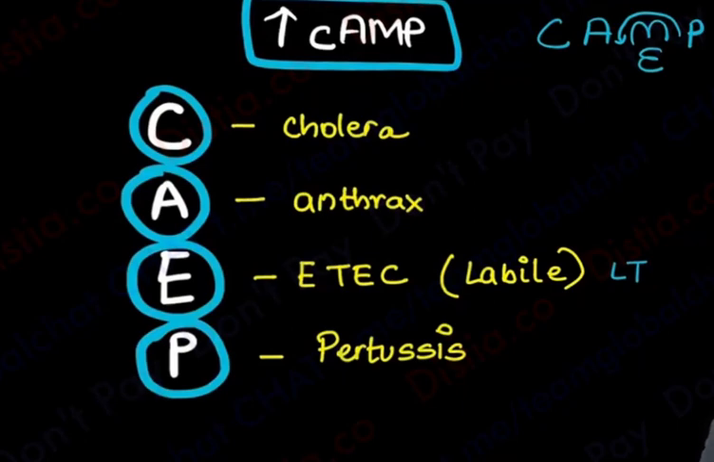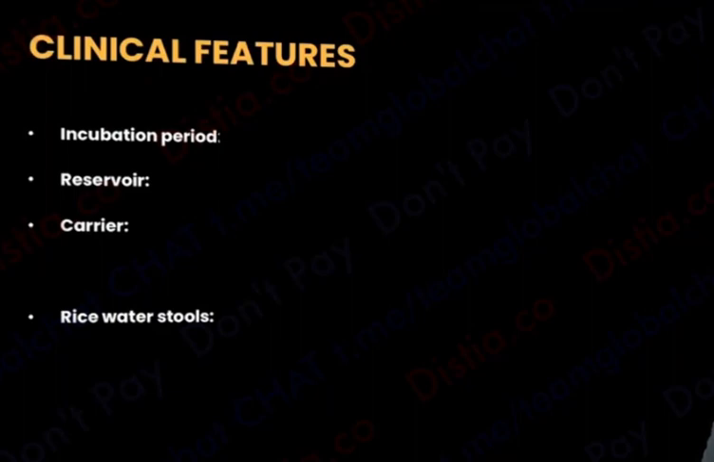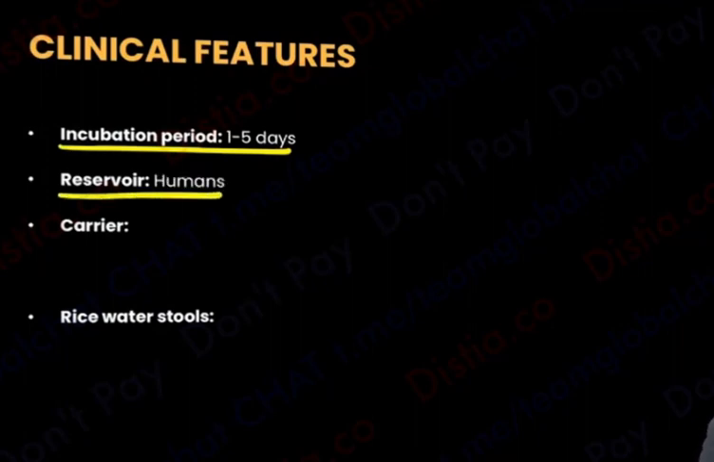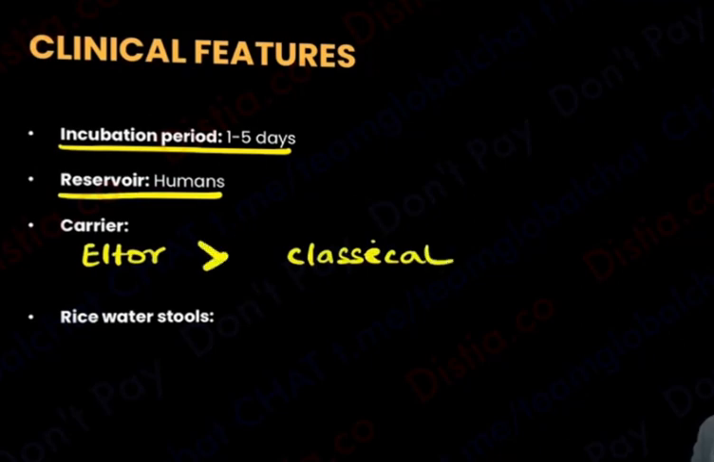So now the cyclic AMP has been increased, and now there is going to be a rice water stool that will occur. So what is the incubation period? It is somewhere between 1 to 5 days. And of course, we are going to be the reservoirs. But who's the carrier? Tell me just one thing. Carrier state, if you had to select between the El Tor and the classical variant, carrier state is going to be more for what? We have already studied El Tor is going to have more of carrier state, and these are going to be rice water stools.